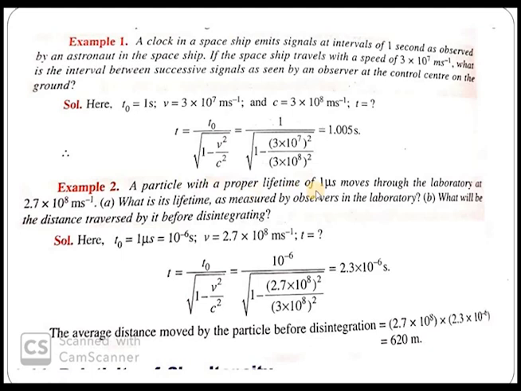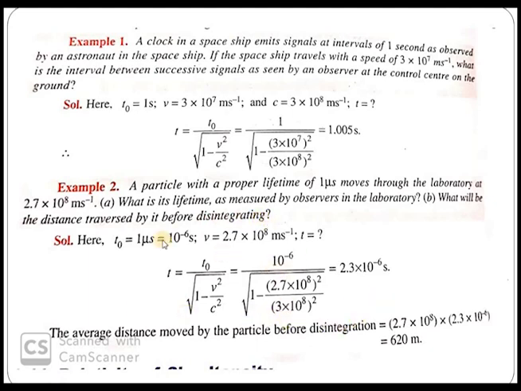A particle with a proper lifetime of 1 microsecond moves through a laboratory at 2.7 × 10^8 meters per second. What is its lifetime as measured by an observer in the laboratory? That is, you'll have to find out t itself. What will be the distance traversed by it before it disintegrates?